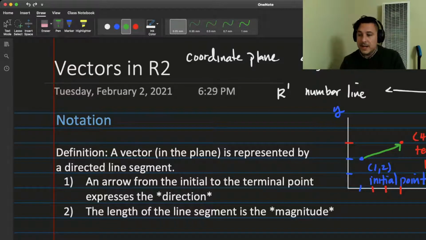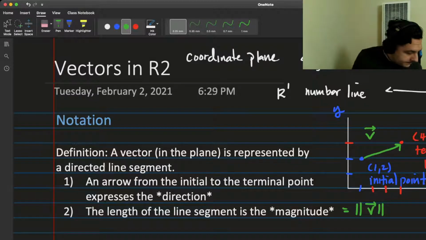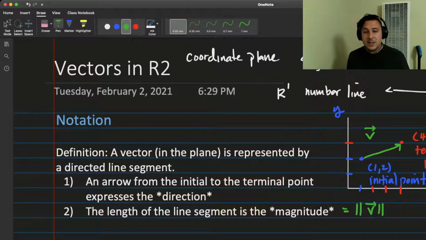So here we have our vector right now. We usually represent vectors with bold letters. Because I can't really bold very well, we put a little arrow over it. So v with an arrow over it means the vector v, this vector that starts at (1, 2) and ends at (4, 3). The magnitude is the length, in other words, how far it is from (1, 2) to (4, 3). We represent magnitude by writing two bars around the vector. So that's how you write the magnitude of that vector. A vector is a quantity which has both a direction and a magnitude.